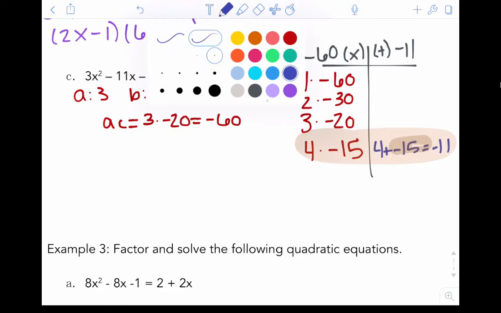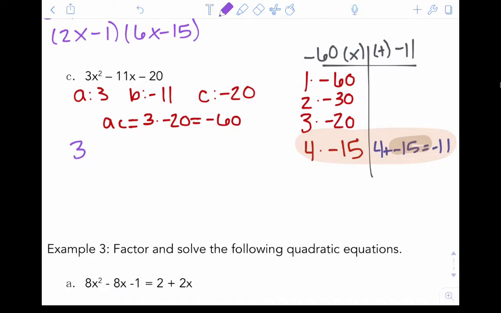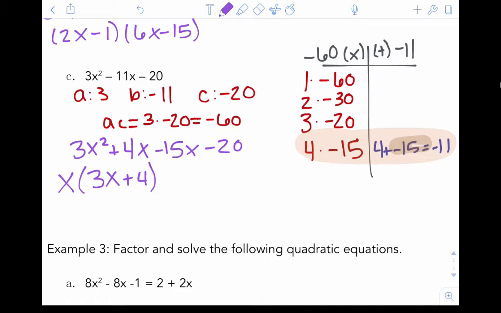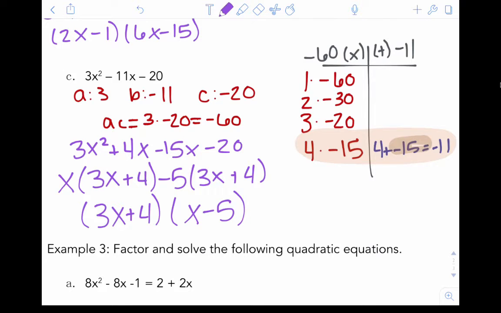So I have 3x squared plus 4x minus 15x minus 20. And when I take out the common factor of my first two terms, it's x, so I'm left with 3x plus 4. And when I take out the common factor of my second two terms, I need to take out a negative 5, so I'm left with a positive 3x plus 4. And so my final factored form is 3x plus 4 times x minus 5.